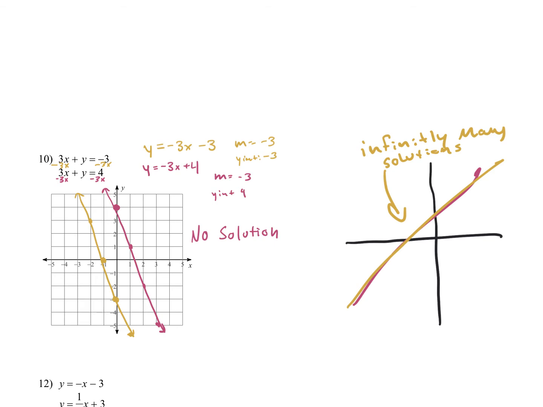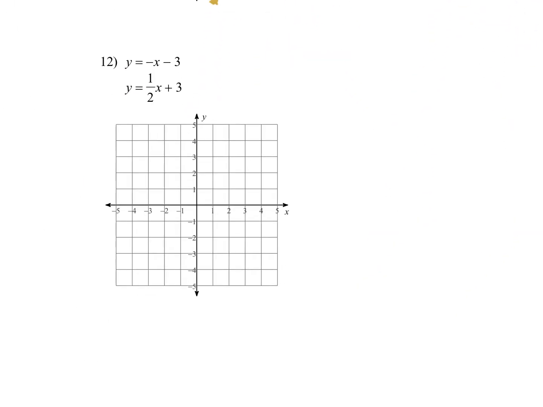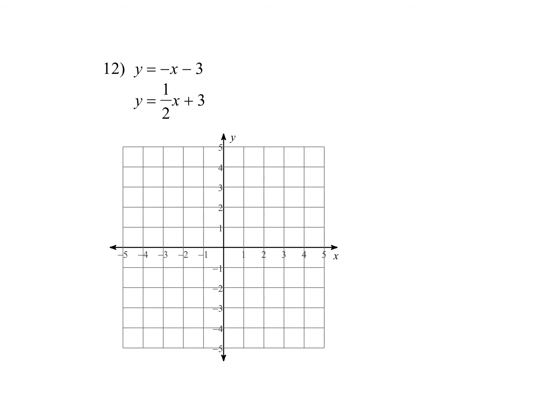Any questions? All right, let's look at number 12. So for 12 in my first equation, what's my slope? Negative 1. And what's my y-intercept? Negative 3.